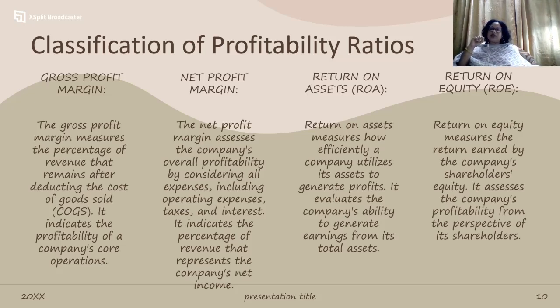Return on asset, that is ROA. You can write it in the short form. Return on asset measures how efficiently a company utilizes its assets to generate profit. It evaluates the company's ability to generate earning from its total asset. Return on equity measures the return earned on the company's shareholders' equity. It assesses the company's profitability from the perspective of its shareholders.